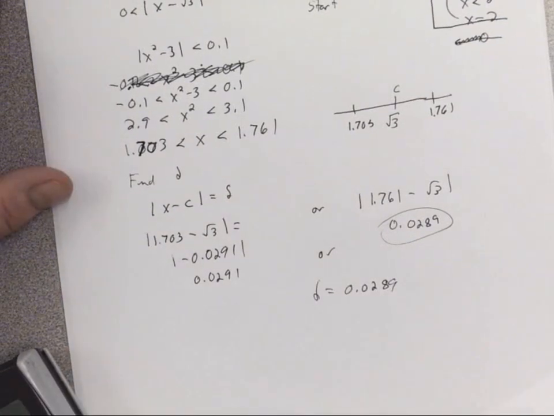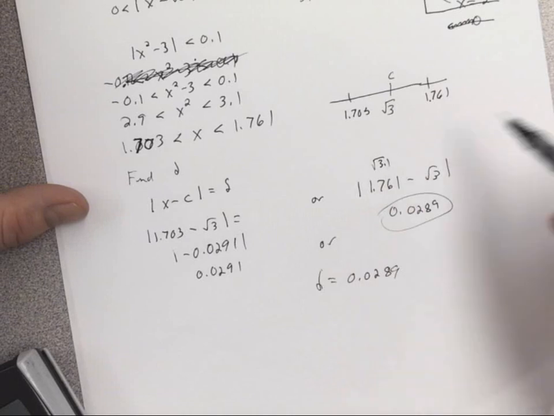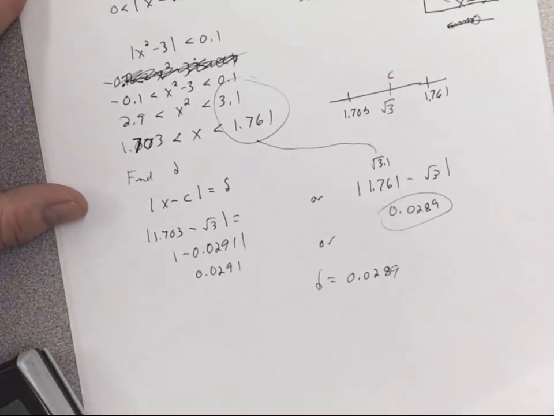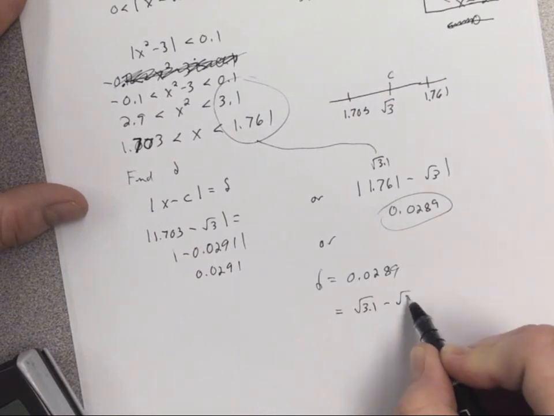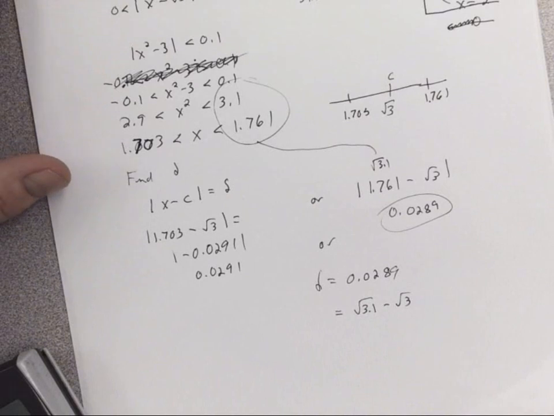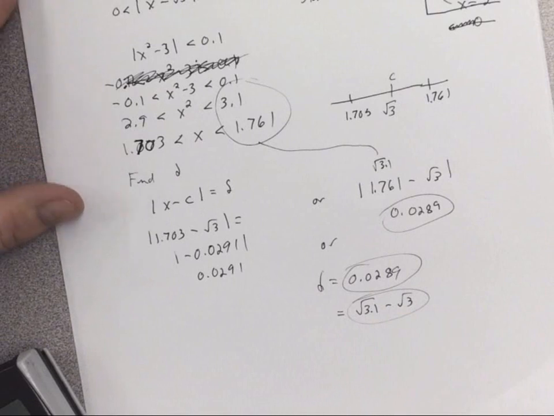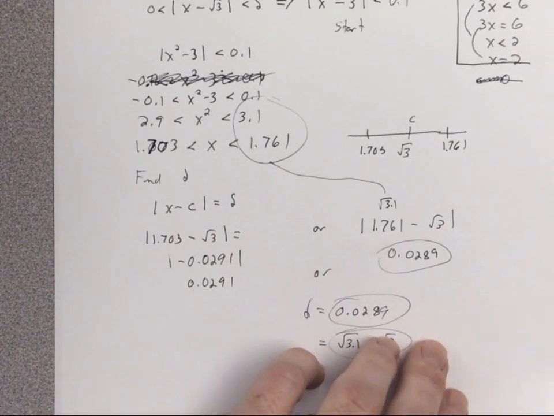Now, if you don't like that answer, remember what this came from. This was the square root of 3.1, right? That's where that came from. You guys agree? So if you want the exact answer, you could say that this is the square root of 3.1 minus the square root of 3. Either one would be fine with me. I would accept the decimal on the test, okay? In this section, the decimals are fine because they give you decimals all the time. All right, 27. Questions?